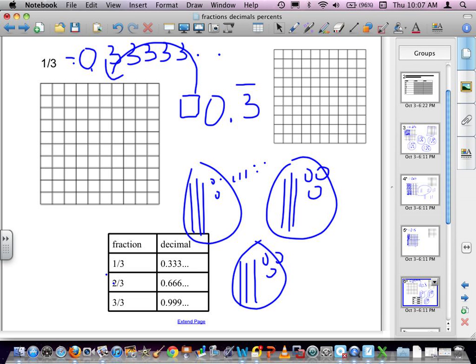If I multiply 0.3 repeating by 2, I get 0.6 repeating. If I multiply 0.3 repeating by 3, I get 0.9 repeating. But it is equivalent to 3/3, which is 1. 0.9 repeating is equal to 1. If you really want to prove it, you have to use limits in calculus. 0.99999 approaches 1, and therefore is equivalent to 1.